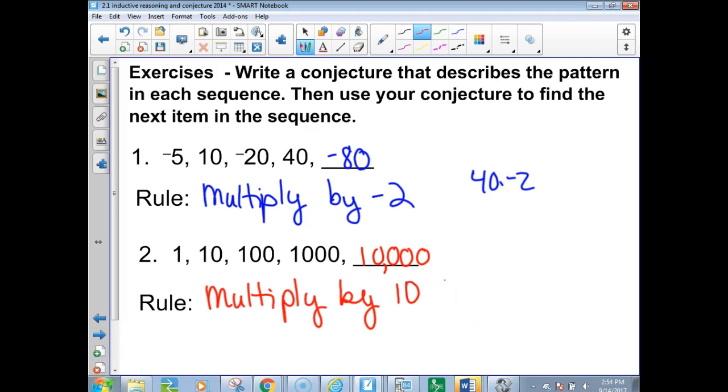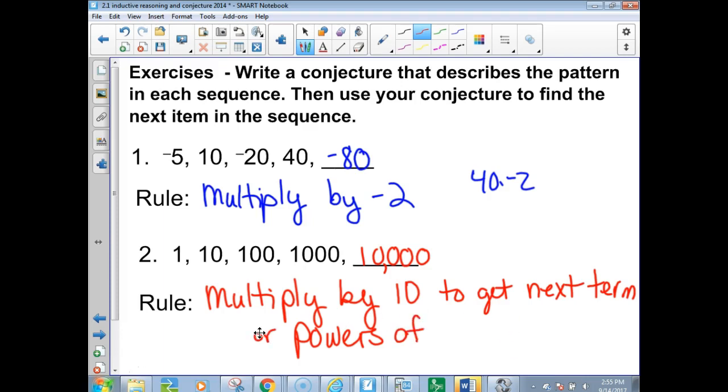You're multiplying by 10 to get the next term. Okay, now there's another way to describe that. Powers. Oh, no, I don't want you to write "add a 0." I get that. That's what I was thinking we might write if we're thinking in our head: add a 0 onto the previous number. But that's what multiplying by 10 does. So we want to try to say multiply by 10 or powers of 10. 10 to the 0 would be 1, 10 to the first is 10, 10 to the second is 100, 10 to the third is 1,000, etc.